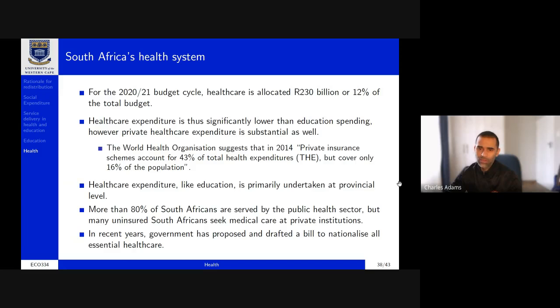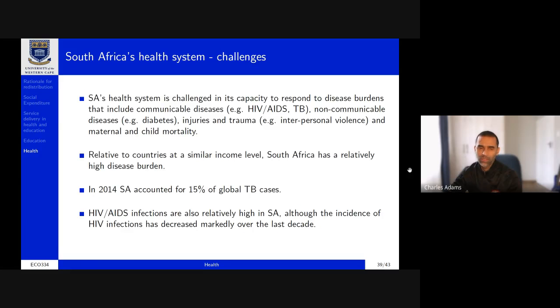More than 80% of South Africans are served by the public health sector. So, as mentioned, medical aid schemes cover only 16% of the population, despite the fact that more than 40% of total health expenditure in the country is facilitated through these schemes. Many uninsured South Africans do seek medical care at private institutions as well, which is to some extent a reflection of both the capacity and the quality of the public health service. And as mentioned, in recent years, government has proposed a bill to nationalize essential healthcare.